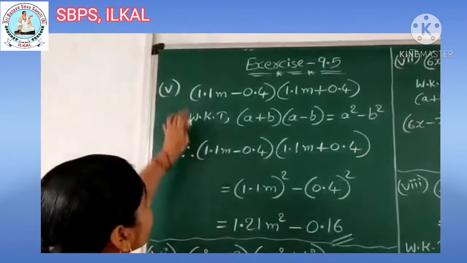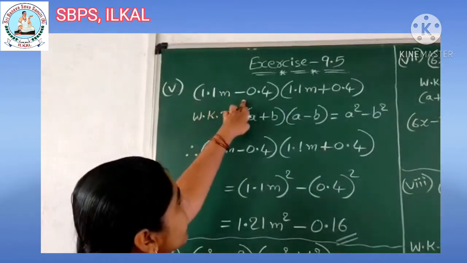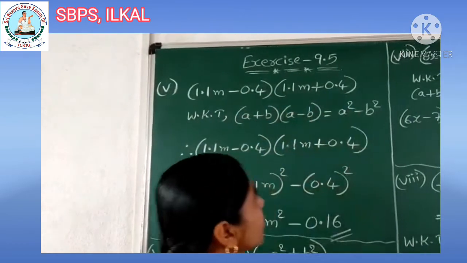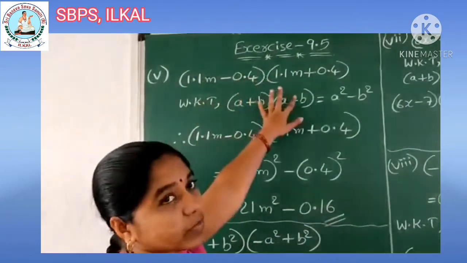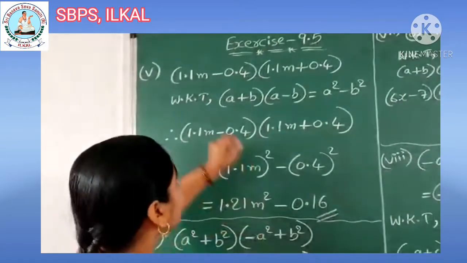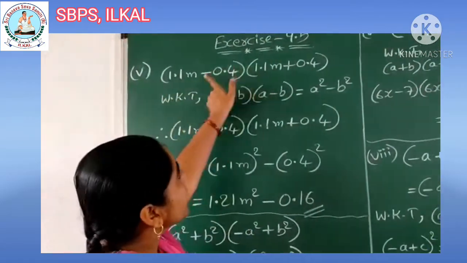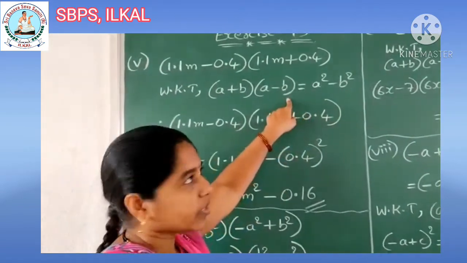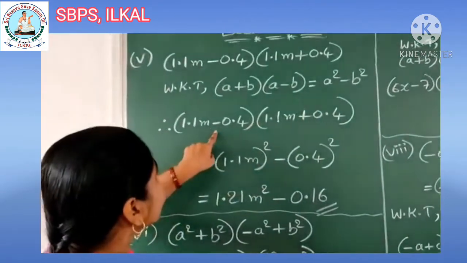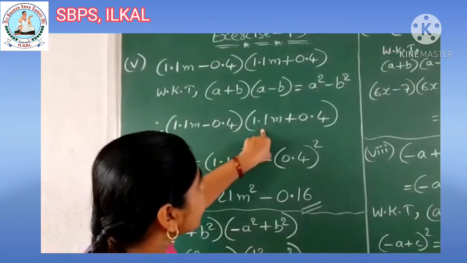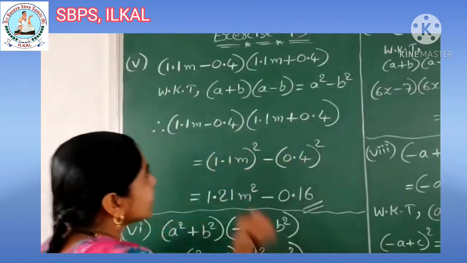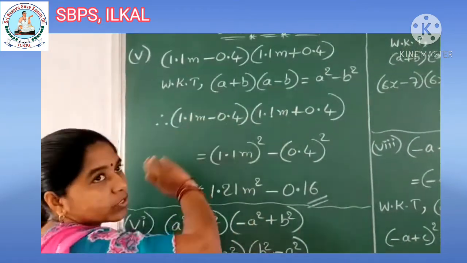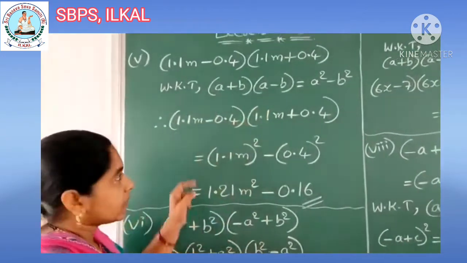Next question children. 1.1 m minus 0.4 into 1.1 m plus 0.4. It is a into b form children, then b into a we can write. We know that a plus b into a minus b is equal to a square minus b square. Here third identity we are going to use. Then 1.1 m minus 0.4 into 1.1 m plus 0.4. That is a minus b into a plus b or a plus b into a minus b is equal to a square minus b square.